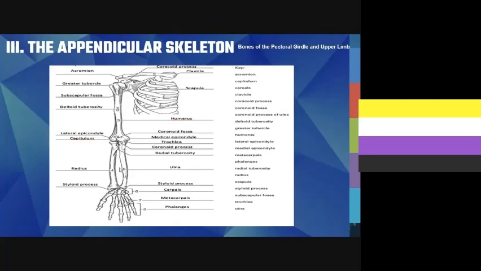Coronoid fossa. When the elbow joint is flexed, the coronoid fossa is a depression on the cranial surface, medial to the radial fossa, that accommodates the coronoid process of the ulna. Medial epicondyle is an epicondyle of the humerus bone of the upper arm. It is larger and more notable than the lateral epicondyle, and its anatomical position directs it slightly more posteriorly.